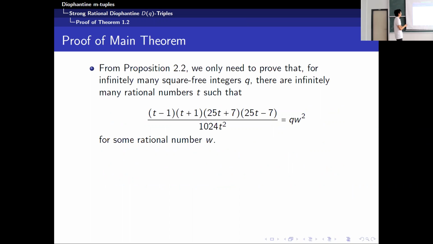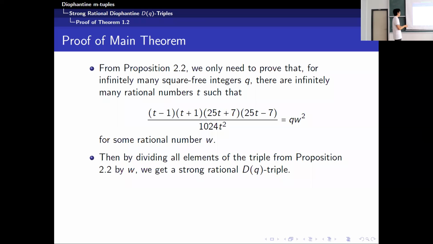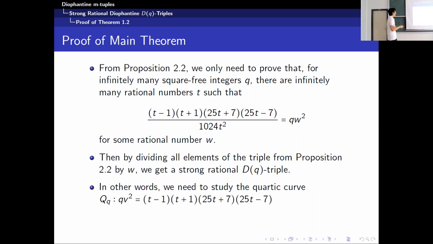Okay, now we have constructed the strong rational Diophantine DQ triples. Now we only need to prove that for infinitely many square-free integers Q, there are infinitely many rational numbers T. And I equalize this to Q V square for some rational number V to get a quartic curve equation. And if I multiply all numbers by V, I also get a strong rational DQ triple. And if I divide it by V, I can get rid of the square. This is also a perfect square. No need to work with this multiplier.